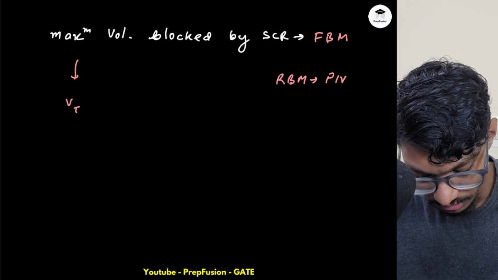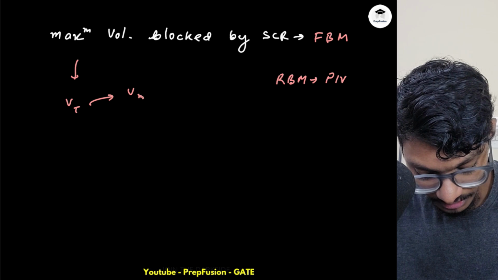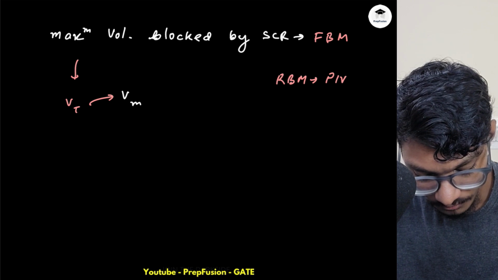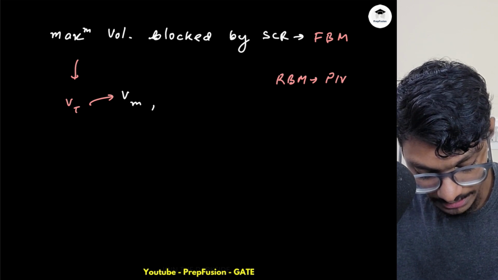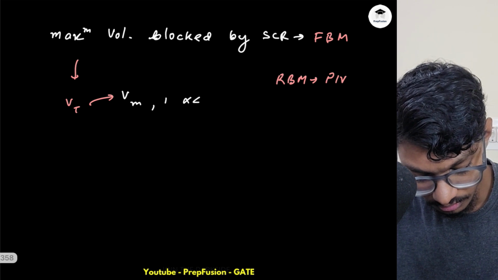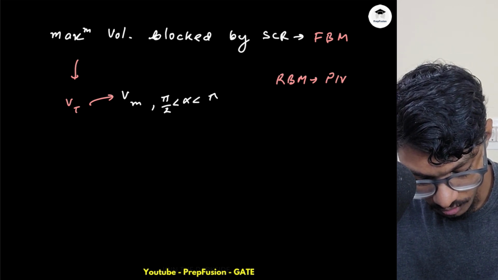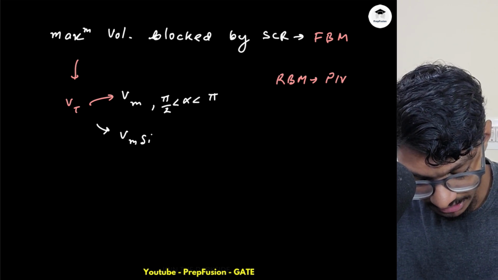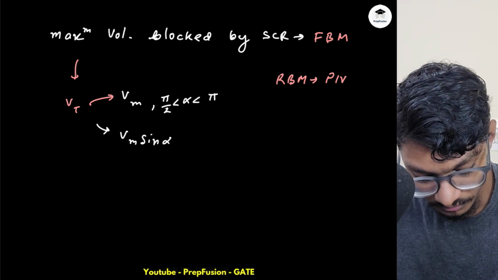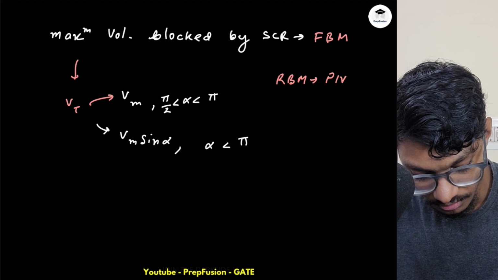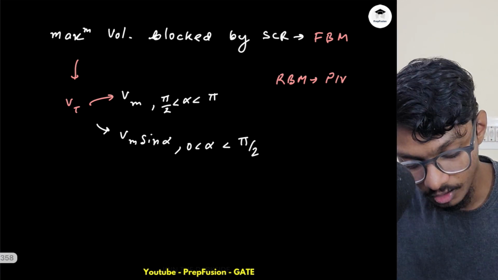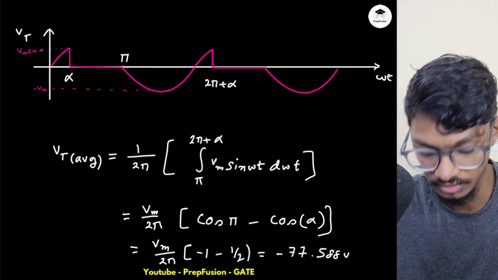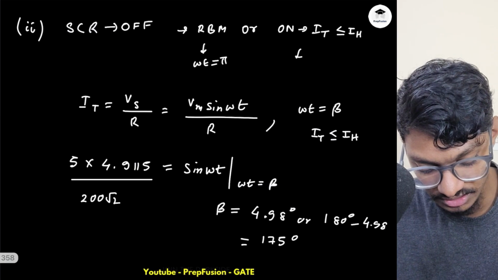Okay, so the maximum voltage blocked by the SCR, Vt max, can be two things. It can be Vm if my alpha is between pi by 2 to pi, but it will be equal to Vm sin alpha, the value of the supply voltage at that point of time, if my alpha is between 0 to pi by 2. Why? Because after that the SCR will turn on, and as soon as the SCR turns on, the voltage becomes 0, and this much amount of voltage only it has to block, right? So the maximum voltage will be Vm.